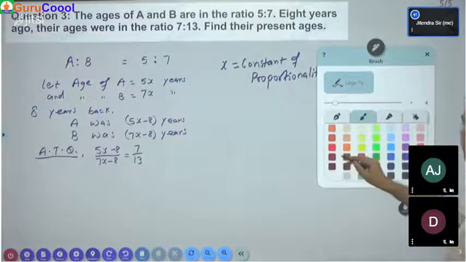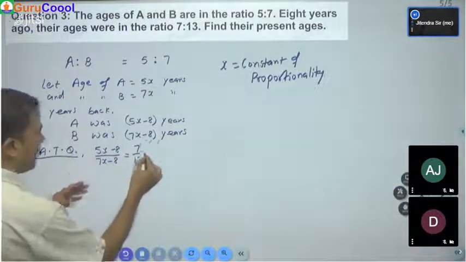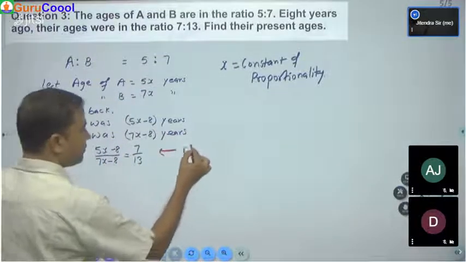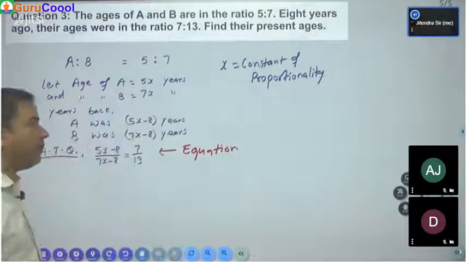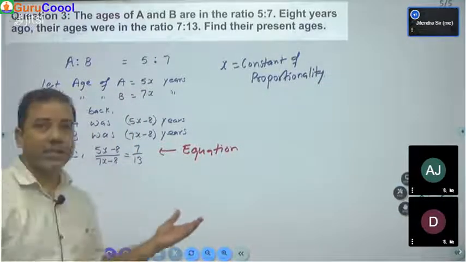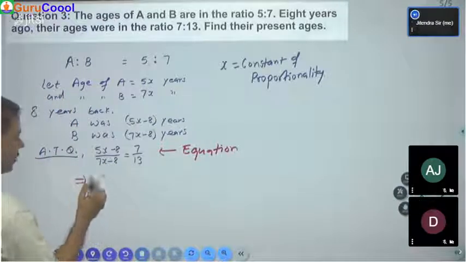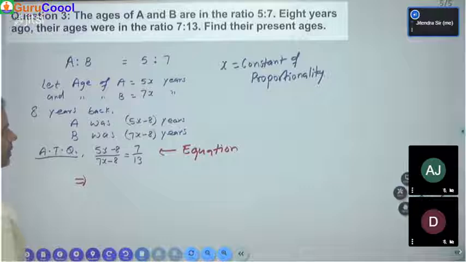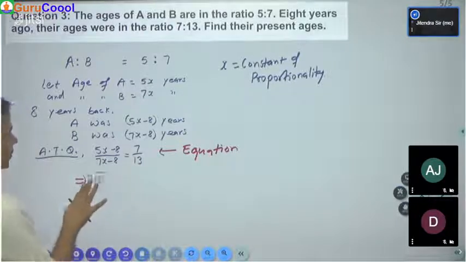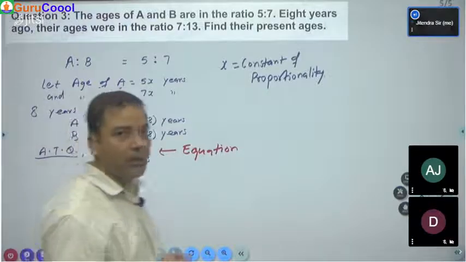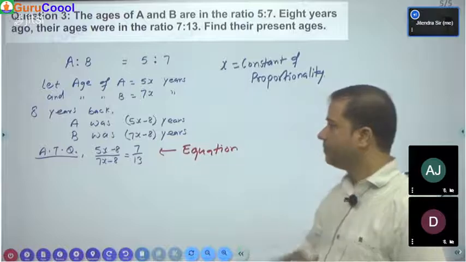And then we have got an equation here. Whenever we get an equation, we should be happy because we can solve it easily and find the missing value. So we can do the cross multiplication, like 13 times 5x minus 8. Okay, I'm not going to solve it. Now it's your turn. I'll wait. Do it and send the image.